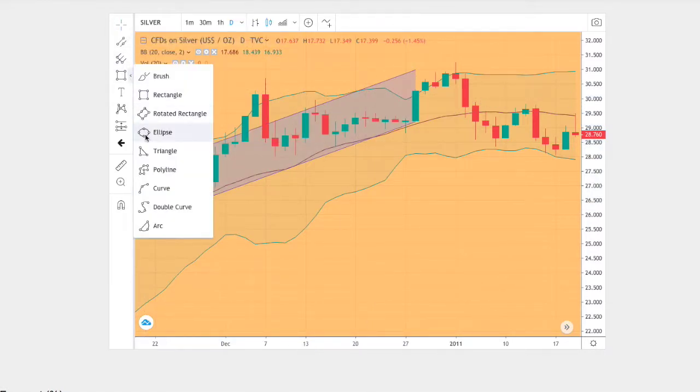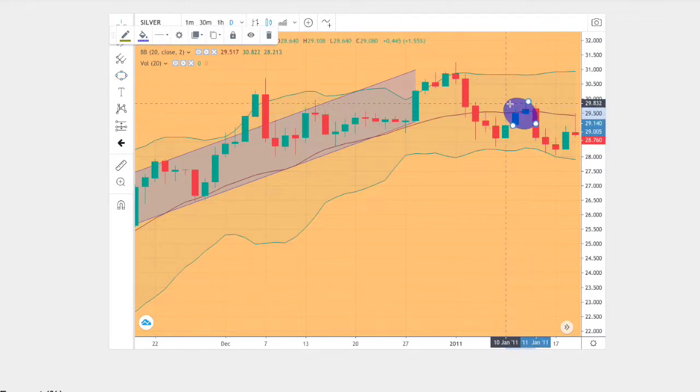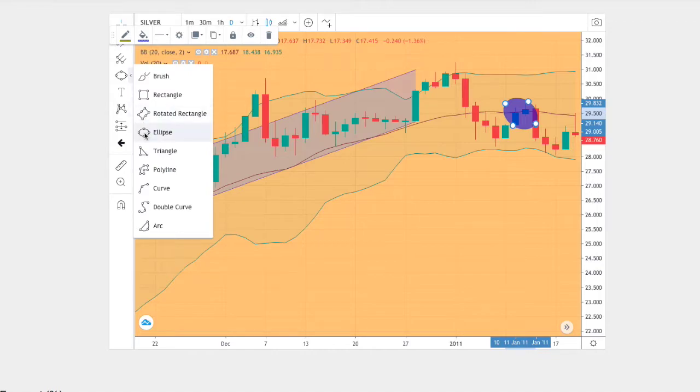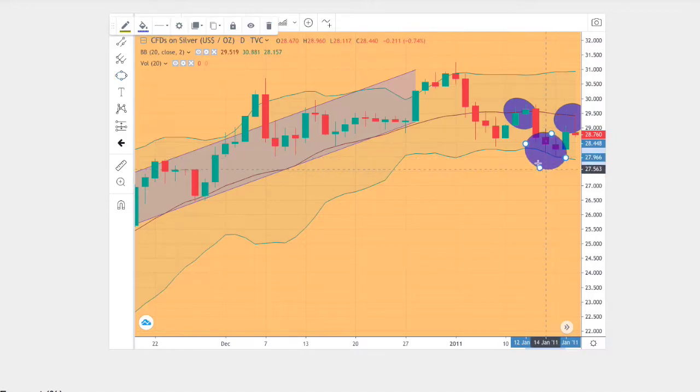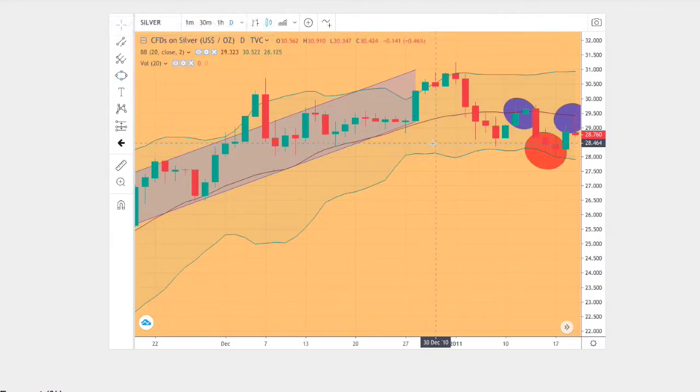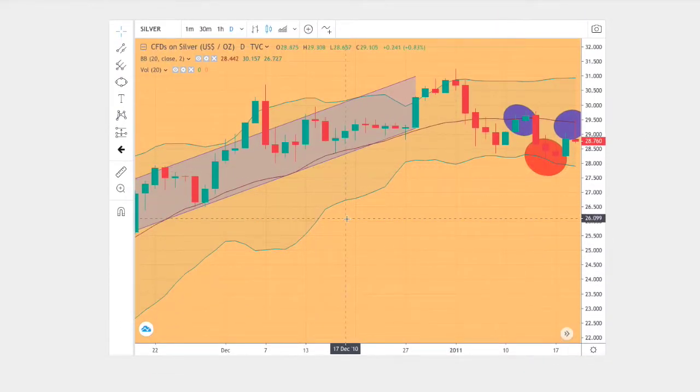Next, we head down lower and touch the middle Bollinger Band at that instance, and another instance right towards the end where we are right now. And in between those two, we do touch the bottom Bollinger Band right towards the end. So we have about 1, 2, 3, 4 points. We also have 1, 2, 3, 4 points. And this trend dates back to November 22nd, 2010 to January 31st, 2011.